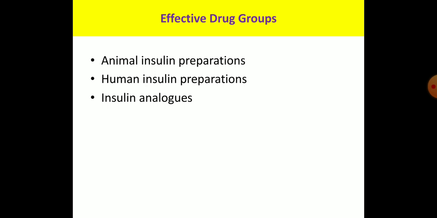But definitely these insulin analogs are better in controlling the blood sugar in type 1 diabetes as compared to the human insulin, but cost is a big factor. There is a significant difference in the cost between the human insulin preparations and insulin analogs. And as you all know, it will be a lifelong condition, so cost will be a major determinant factor. And because of this, the effective drug group is human insulin.